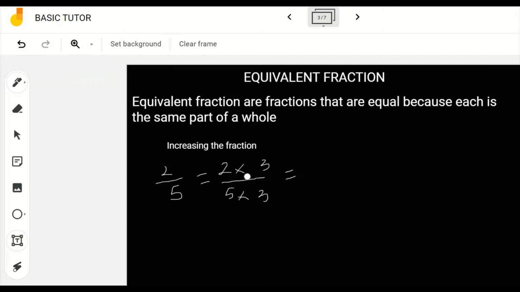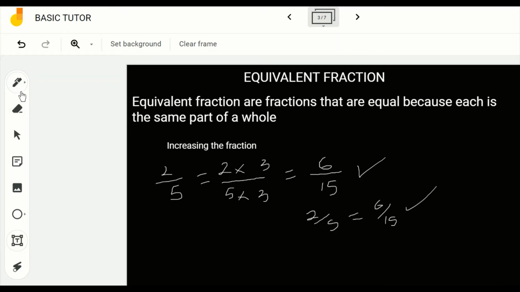So 2 times 3 gives us 6. 5 times 3 gives us 15. So here I have increased the fraction by multiplying the numerator and denominator by 3. So we can say that 2 over 5 is equivalent to 6 over 15. As you can see, this was done by increasing the given fraction.